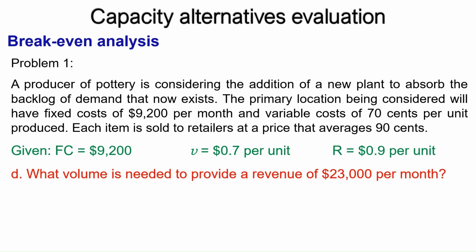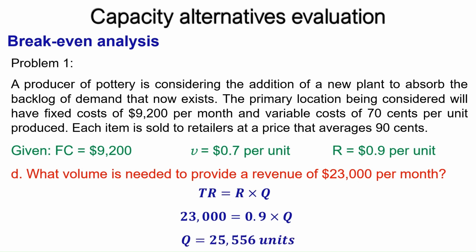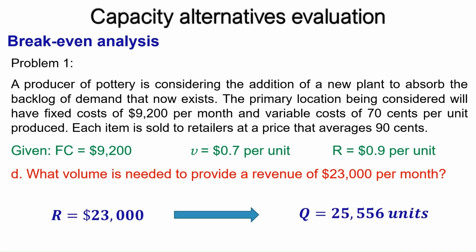The fourth question is to find the needed volume to obtain a $23,000 revenue. We know that the total revenue, TR, equals R times Q. So, 23,000 equals 0.9 times Q. Solving for Q results in Q equals 25,556 units. So, to obtain a revenue of $23,000, 25,556 units have to be produced.